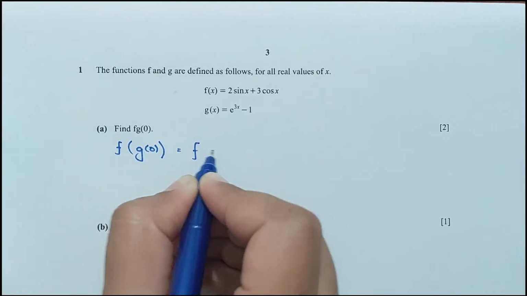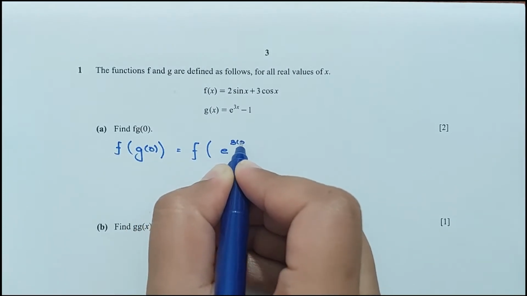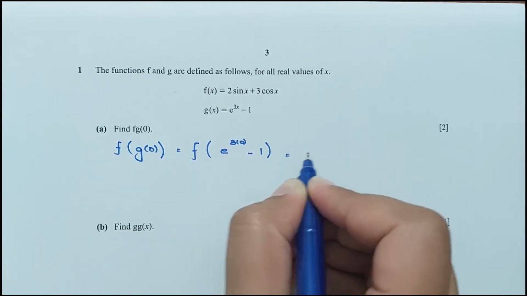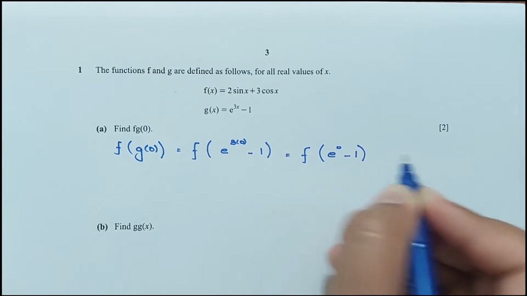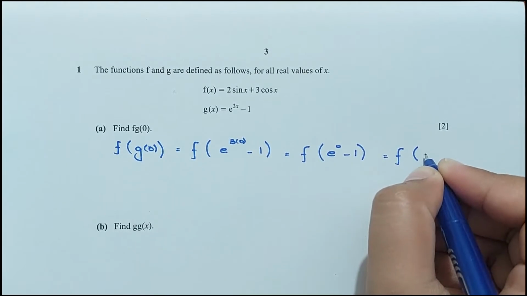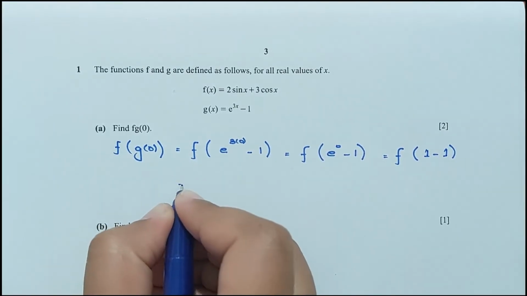So f of g of 0 is f of e power 3 into 0 minus 1. So this would be f of e power 0 minus 1. Anything power 0 is 1, so it's 1 minus 1. So basically this is f of 0.